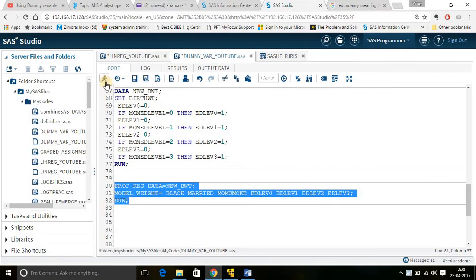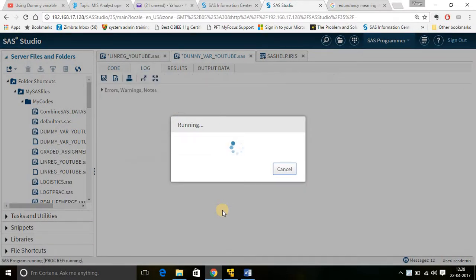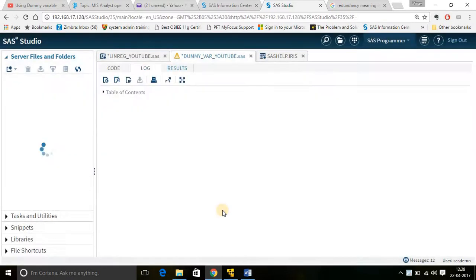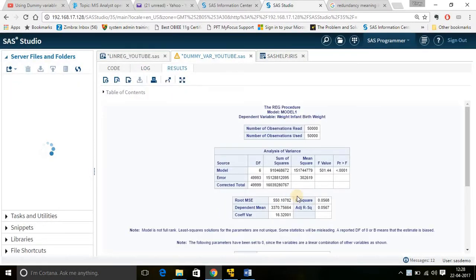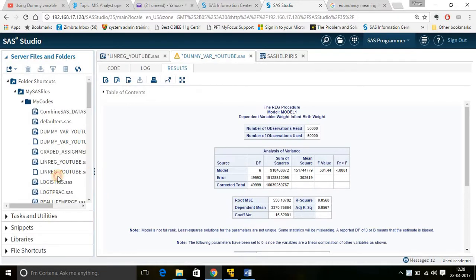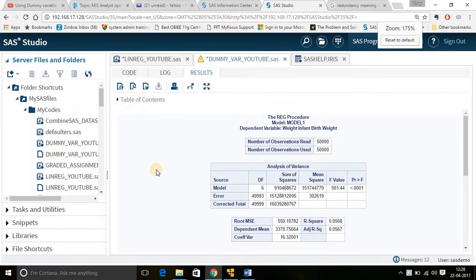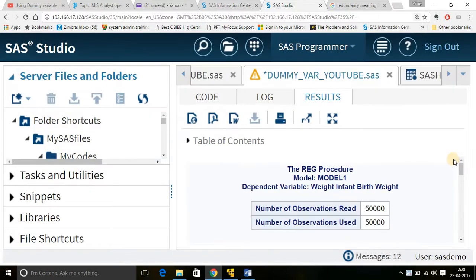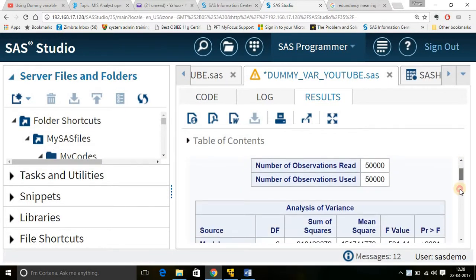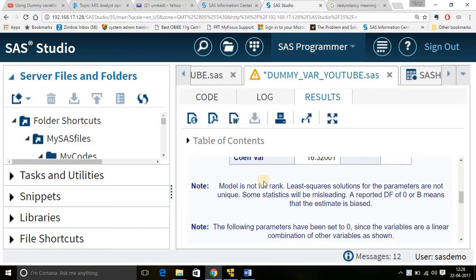So let's take a look at how the results are. Obviously, it will show us some warnings and some misleading results. Again, we came to the same thing. Again, the same results. So let's take a look at that. See, model is not full rank. Again, yes, the same result we are seeing. It is biased. Estimate is biased.